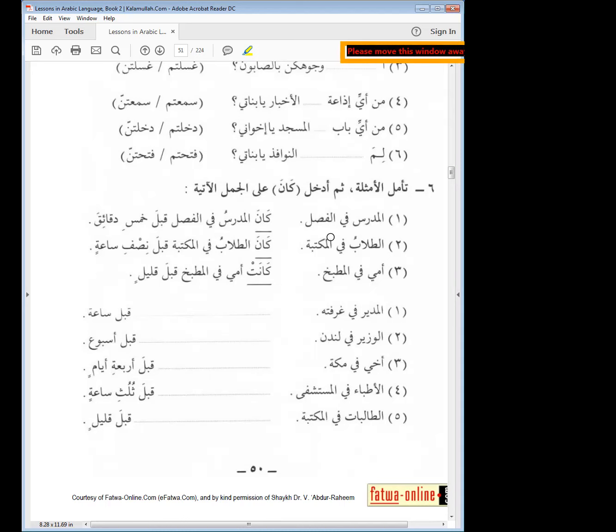Let's look at another example. At-tullabu fil maktabati. The students are in the library. So we add kanat it. We have kanat tullabu fil maktabati qabla nisfi sa'atin. The students were in the library half an hour ago. Right? So this is how kana is used to show that something happened in the past. And you can use it in this construct here. Kana something something, qabla something something, right?